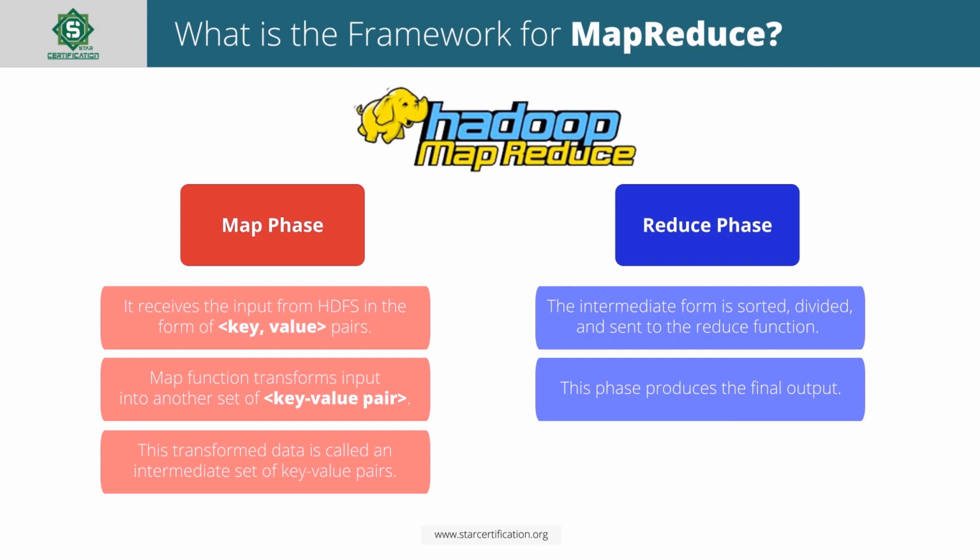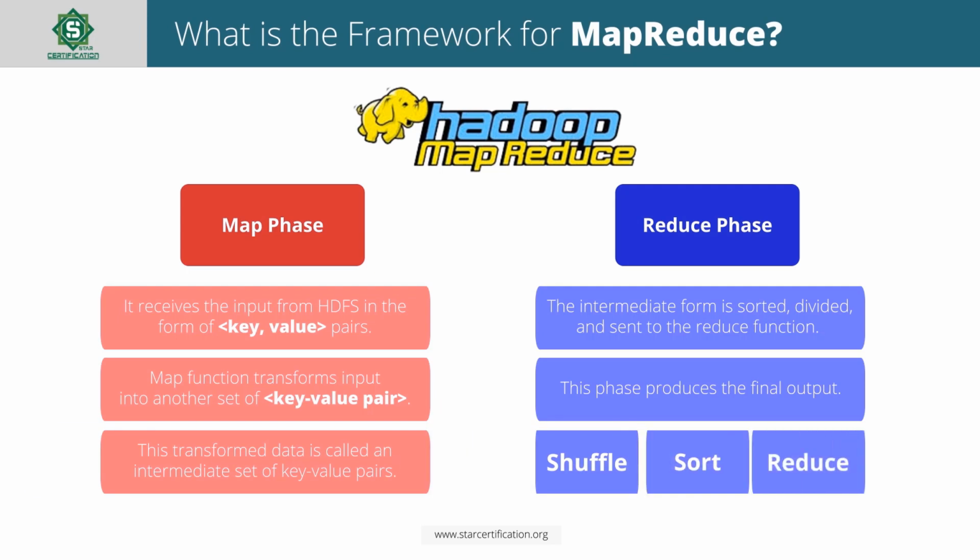The reduce phase can be further divided into shuffle, which uses HTTP to retrieve a related partition of the output of all the mappers. Sort, which sorts and groups the input. And reduce, which is a function that calls the reduce method to generate output.